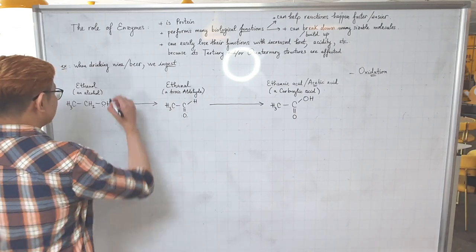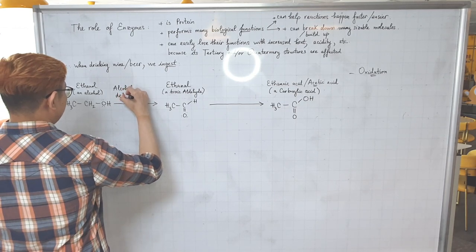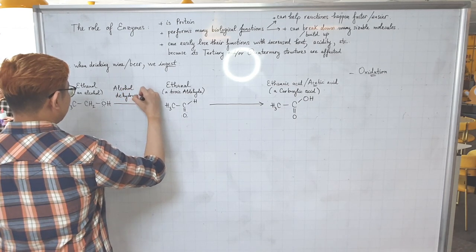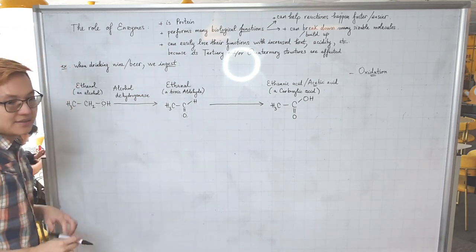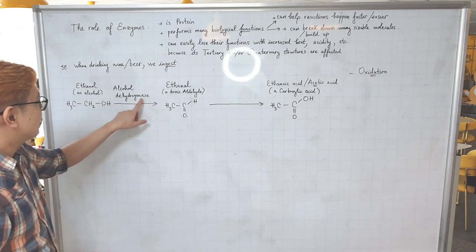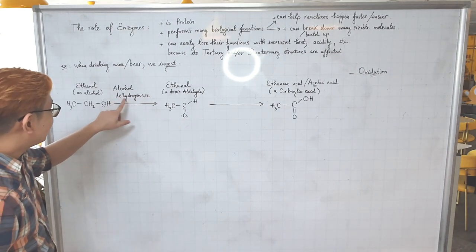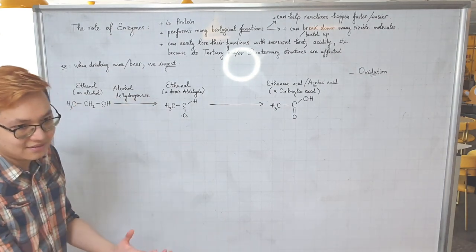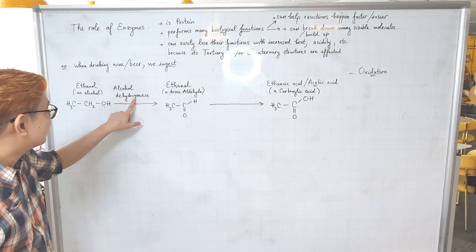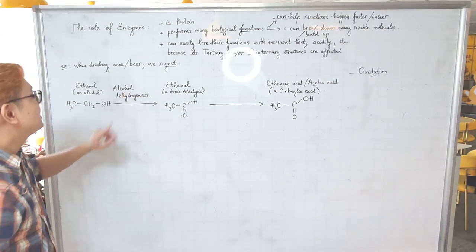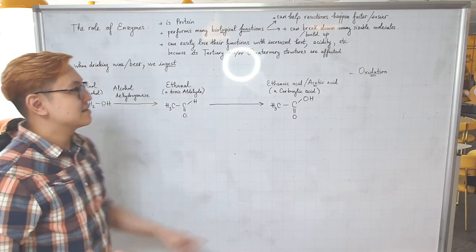There are several meanings, but that's it for now. You need an enzyme called alcohol dehydrogenase. Dehydrogen means removing hydrogen. It is an enzyme that removes hydrogen and it acts on the alcohol. Removing hydrogen is oxidation.